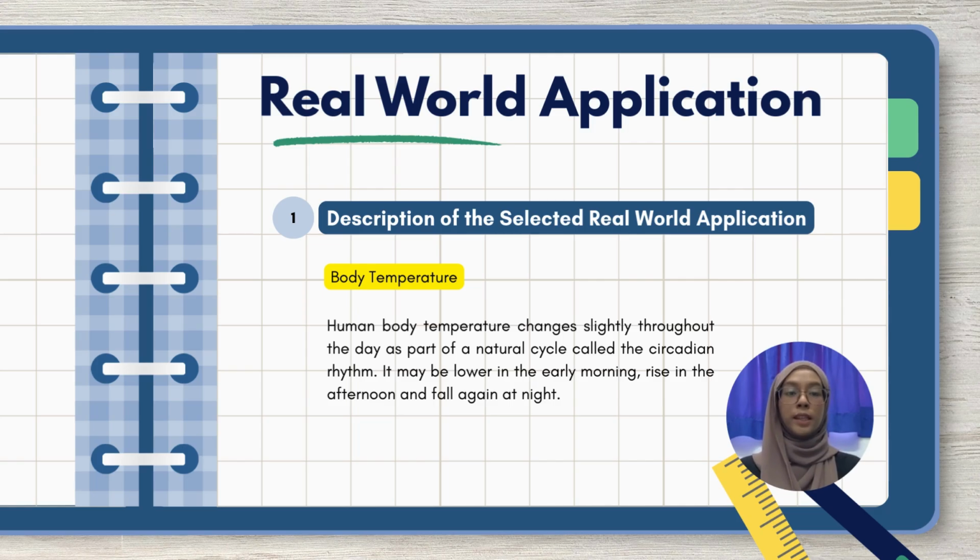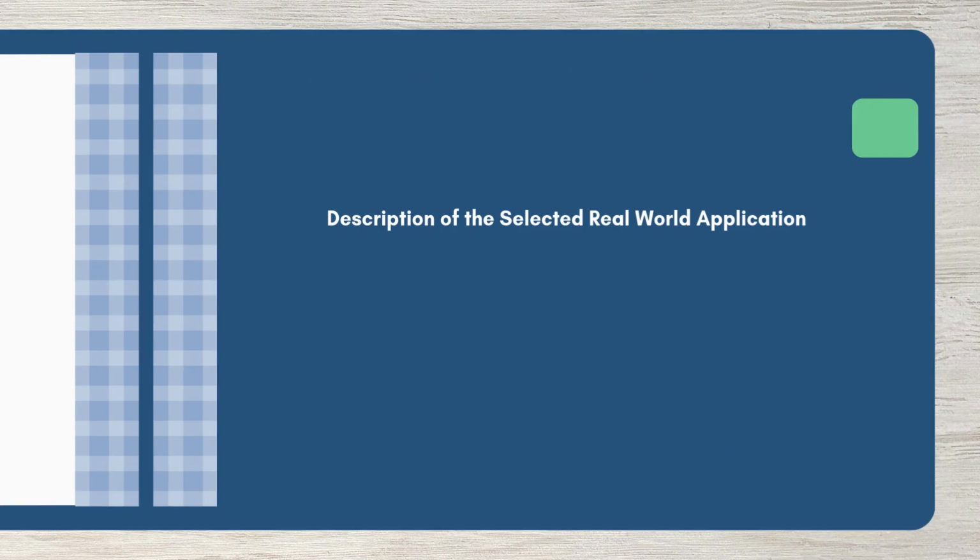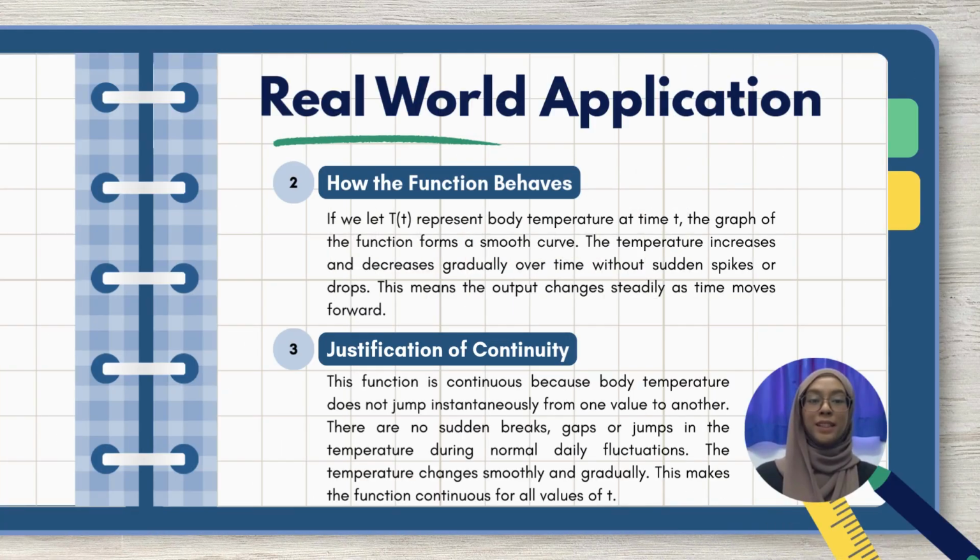Alright, with that understanding, let's continue by looking at how this function behaves over time. If we let T(t) represent body temperature at time t, the graph of the function forms a smooth curve. The temperature increases and decreases gradually over time without any sudden spikes or drops. This shows that the output changes steadily as time moves forward. Now that we know how it behaves, let's move on to why this function is considered continuous.